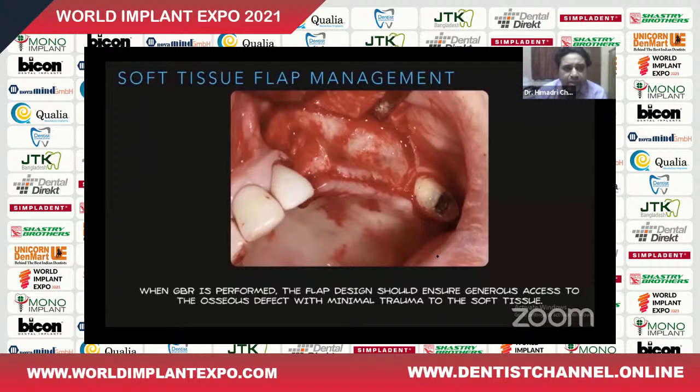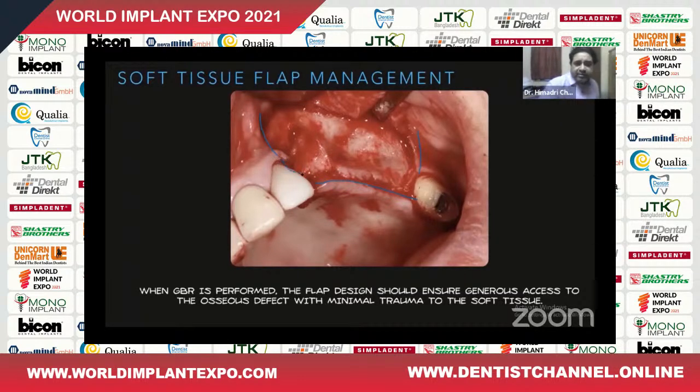Okay. So when GBR is performed, the flap design should ensure generous access to the osseous defect with minimal trauma to the soft tissue. So if we have a defect like this, you need to take the flap at least 1 to 2 teeth away from here, and the vertical should be deep enough. We usually give a vertical or a hockey incision here, and we start the horizontal incision a little bit palatally, or for lower, a little bit lingually.